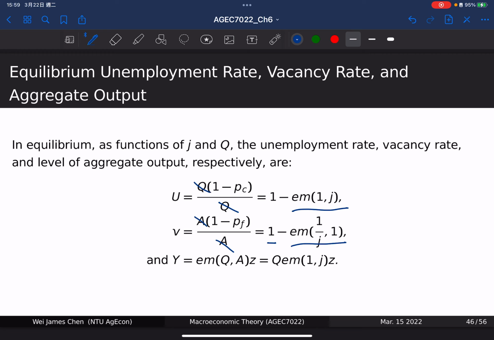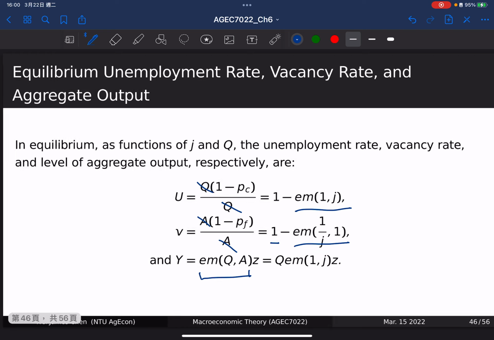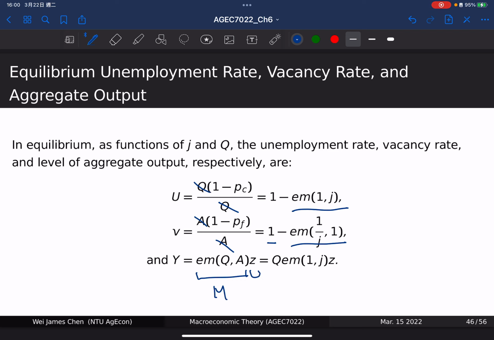And the aggregate output, remember in this model, it's very simple. Each of those workers who actually get a job will produce Z, right? So the number of actual matches, the matching function times E, this is basically the capital M. M times Z will be the total production. And because the matching function M is constant returns to scale, I can take the Q out, with everything in it divided by Q. So it becomes Q times E times M of 1J, and times Z.